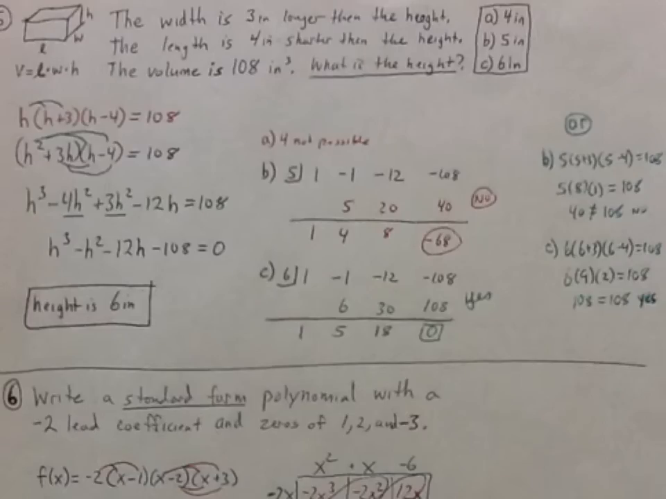Now this problem's a little tricky. I want to find the volume of a box. The width is 3 inches longer than the height. The length is 4 inches shorter than the height. And the volume is 108 cubic inches. So the question is, what's the height? We have these 3 choices.